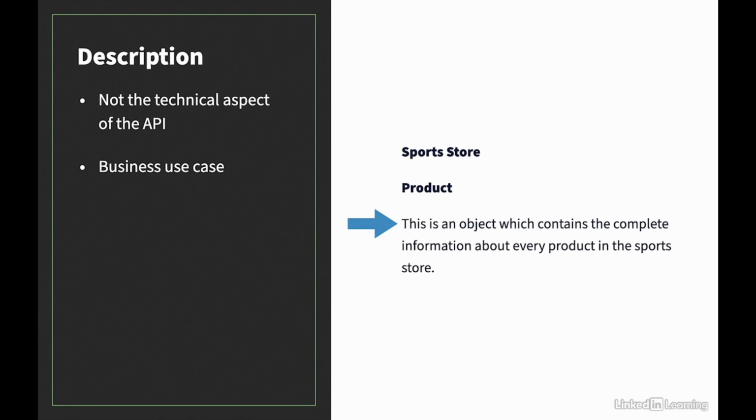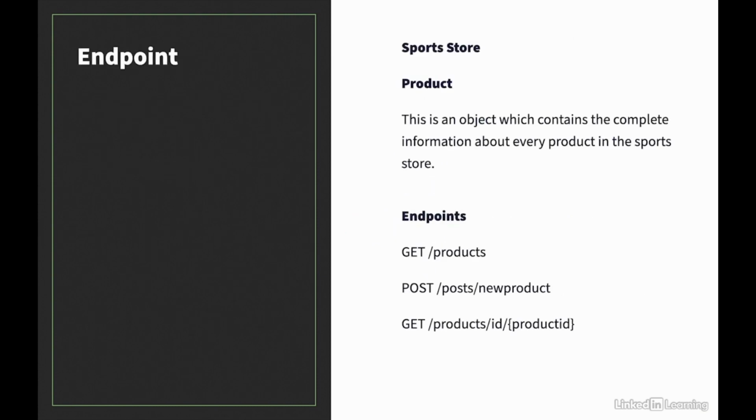The next one is the endpoint. Endpoint is one of the most important components in API documentation as that is used by the developer to communicate and for data transfers. It's like a fancy name for a URL of a server or a service.